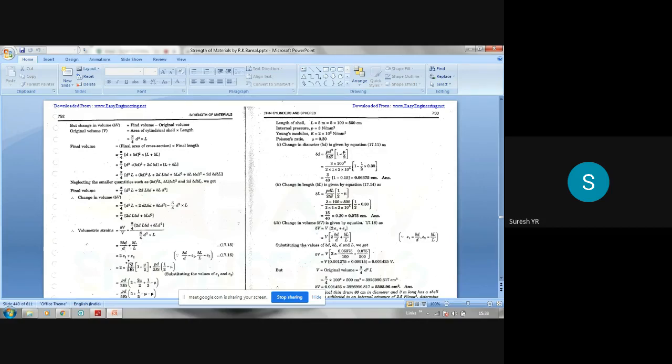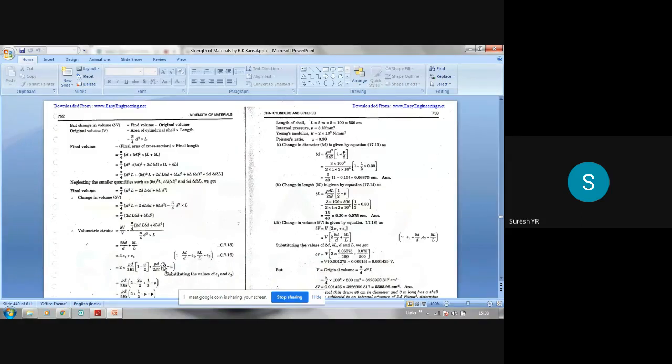Delta D by D is nothing but your epsilon 1, just now we have proved it. Delta L by L is nothing but your epsilon 2. So the circumferential strain is epsilon 1 and the longitudinal strain is epsilon 2. So delta D by D is nothing but epsilon 1, and delta L by L is nothing but epsilon 2. So those things we have proved.